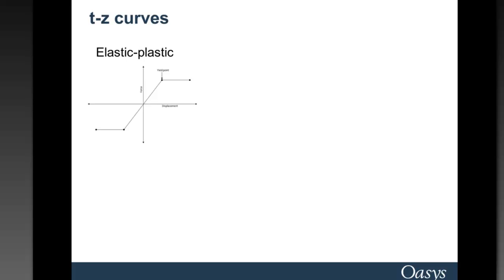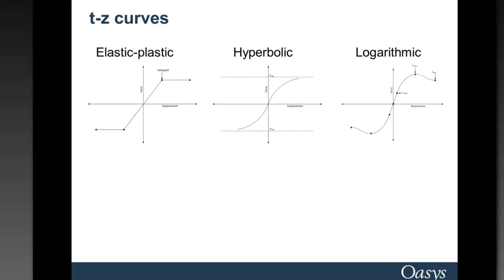And so then the next type of curve is a hyperbolic relationship, and so this allows maybe a more accurate representation of the soil properties with the reducing stiffness as displacement increases up until a similar yield point where plastic displacement then occurs. The third set of TZ curves that we've implemented are called logarithmic curves, and these are very similar to the type of curves that are used in Mark Randolph's RATS program.